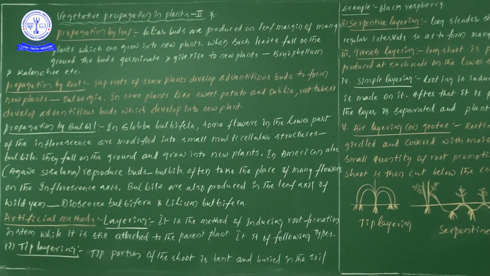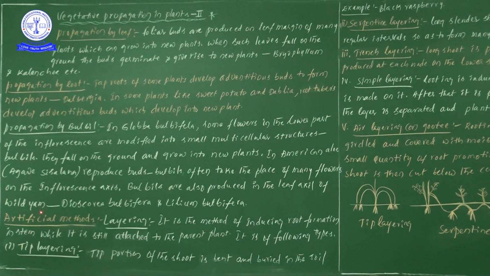Not only these two, here bulbils are developed or produced in the leaf axillary position, or axils of the leaf simply. So in the axils of the leaf also we can see the development of bulbils. Here bulbils are developed at the leaf axils, the axils of wild yam.